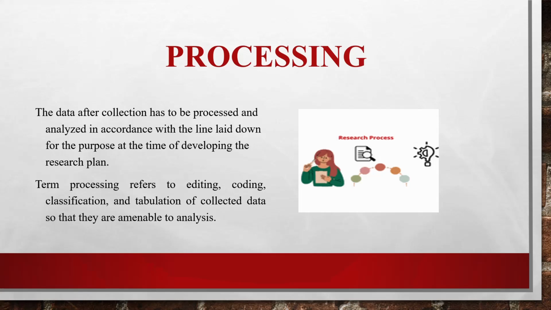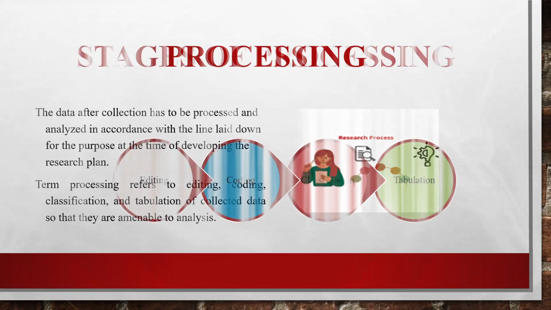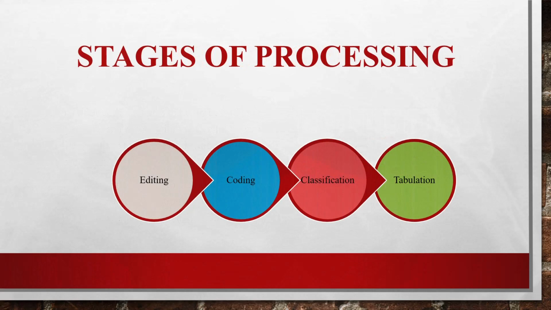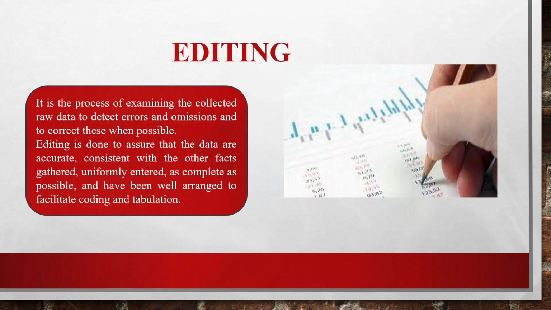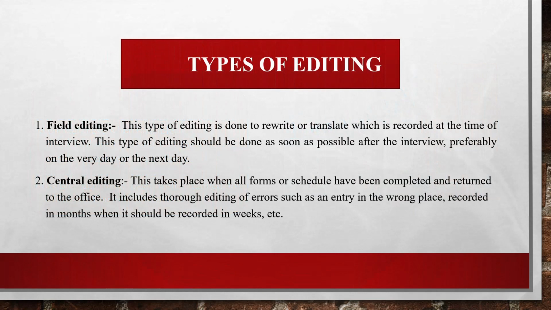So this processing involves mainly four steps, that is editing, coding, classification and tabulation. The first stage is editing. It is the process of examining the collected data and ensuring that there are no errors or omissions. It ensures that the data are accurate, consistent and uniformly entered. There are mainly two types of editing, that is field editing and central editing.